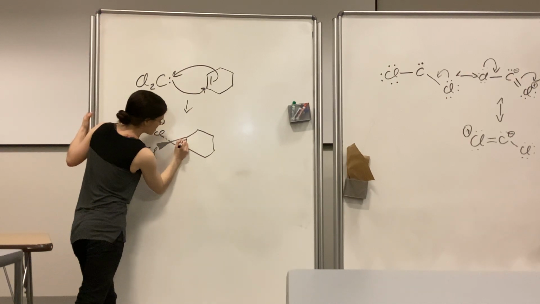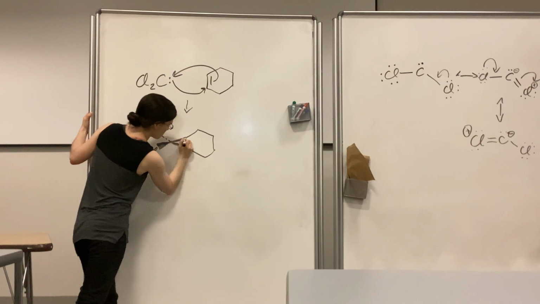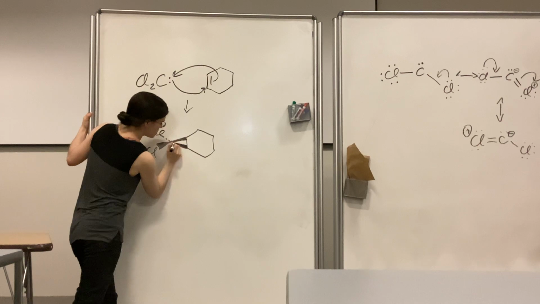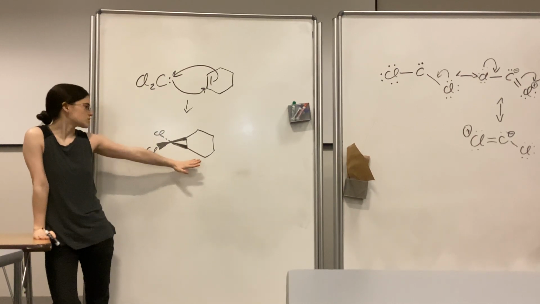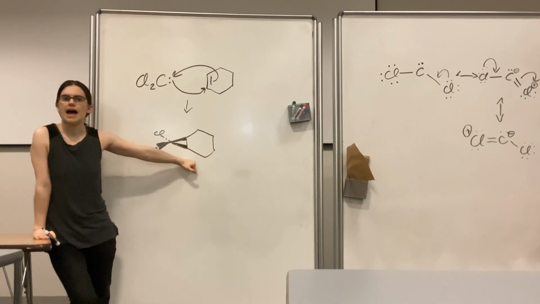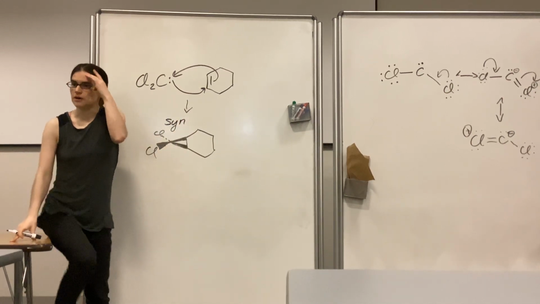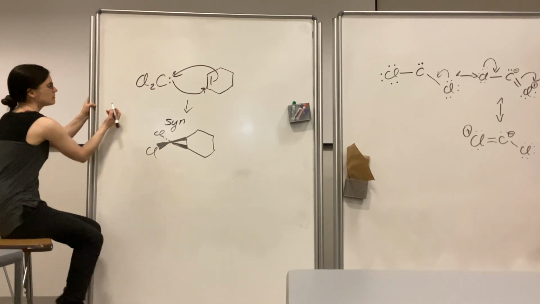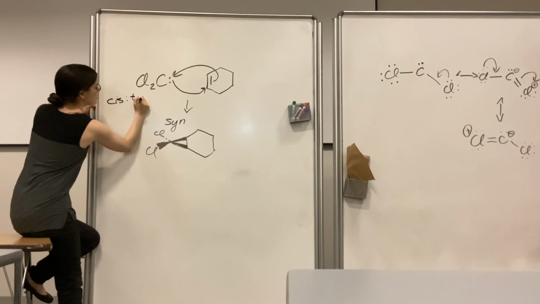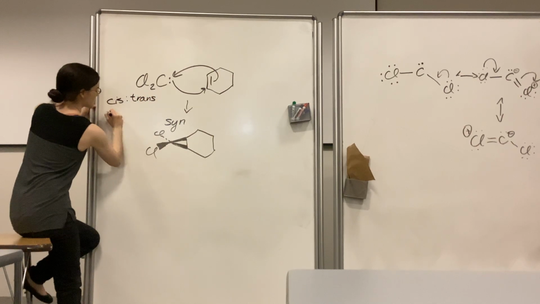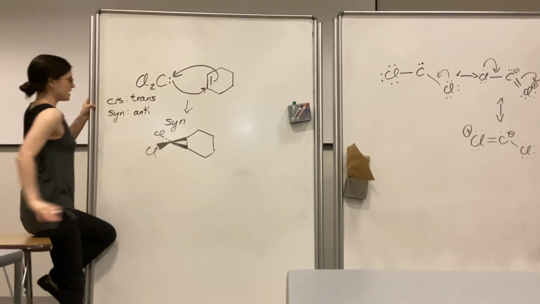In this case, whether they're both up or both down, they both do the same thing when we react with a ring. And this is called syn. So, like, cis is to trans, as syn is to anti.